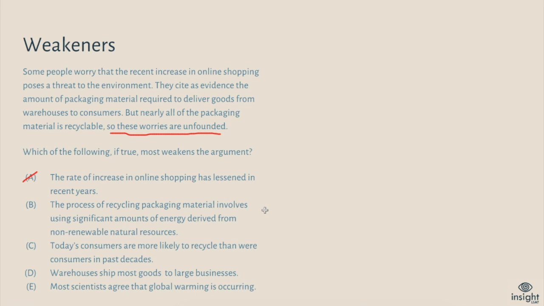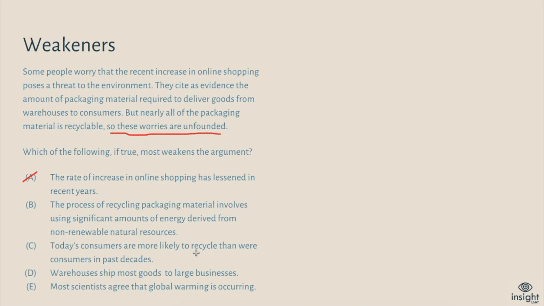Okay, well, look at that. When we recycle, we're using a lot of energy still, and we're getting this energy from non-renewable natural resources. That sounds bad for the environment. And so B would be a weakener for this conclusion. Remember, the speaker in our blurb is saying, don't worry about it, we can recycle things. But this answer choice says, recycling is not a perfect solution. It's actually got some problems of its own. Okay, let's keep that one in bounds for a second.